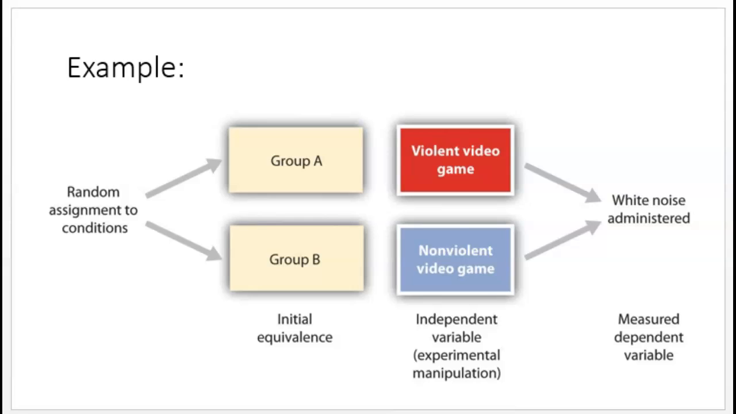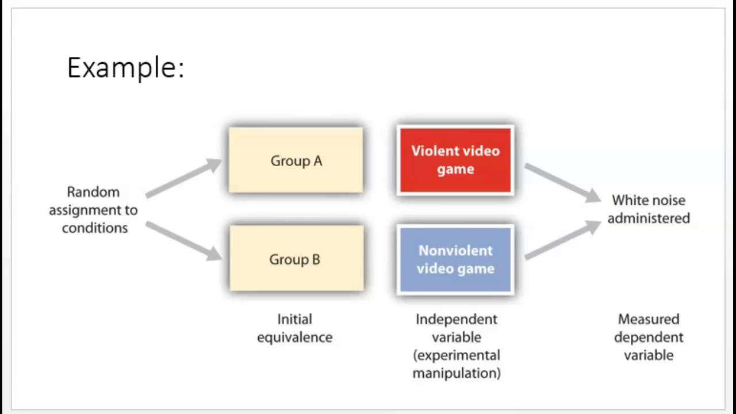So let's say that you randomly assign people to conditions. So first you randomly assign people to be either in group A or group B, and you make sure that initially everyone is pretty much the same. Like on average, everyone in group A and B are roughly the same, the same ages, same experiences, same mix of men and women, and so forth. Then the experimental manipulation, the independent variable.